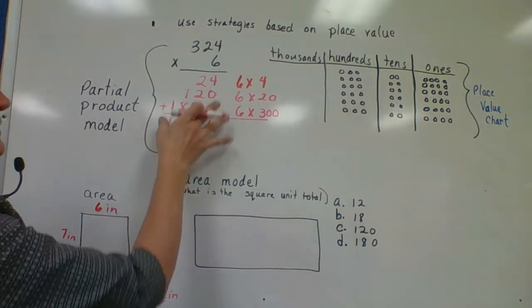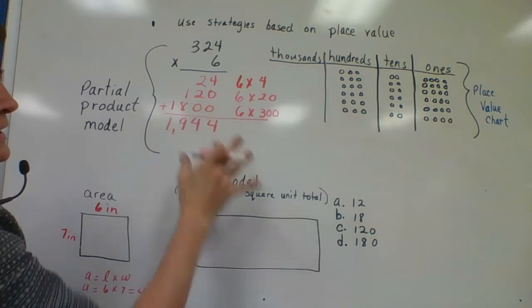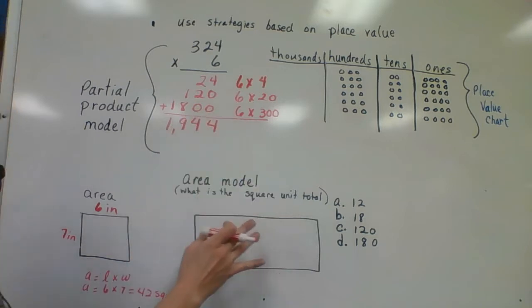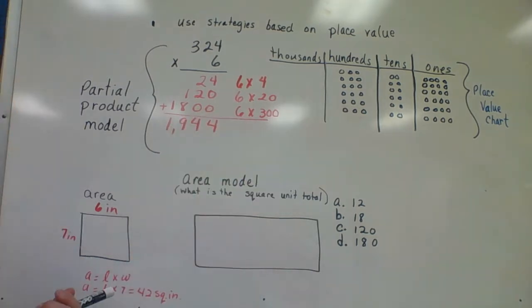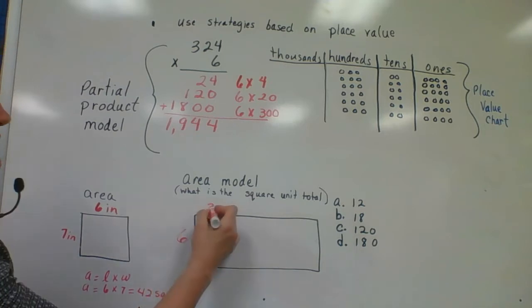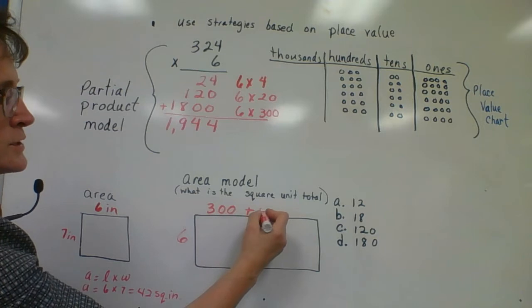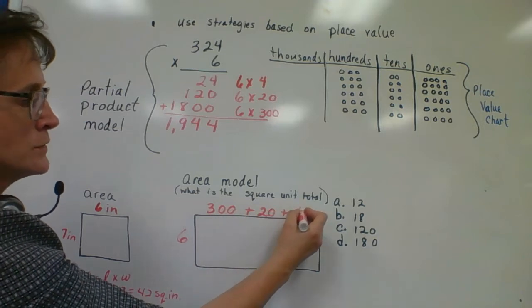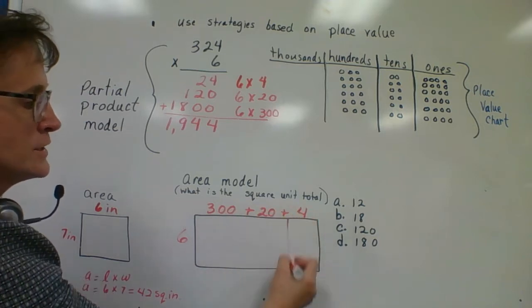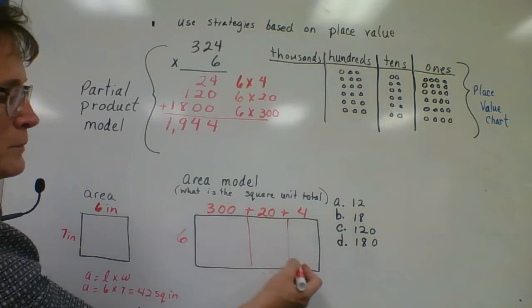Now this strategy, with the partial products stacked up like this, is similar to the area model. When I use an area model, I'm actually finding the square units within that space. Just like we worked on a couple of weeks ago, area, multiplying the length times the width to get the total square units. I can take my 2 factors, here and here. I'm multiplying by 6, so I'm going to have 6 rows of 300, 6 rows of 20, and 6 rows of 4. And in each of those sections, I want to put my partial products.